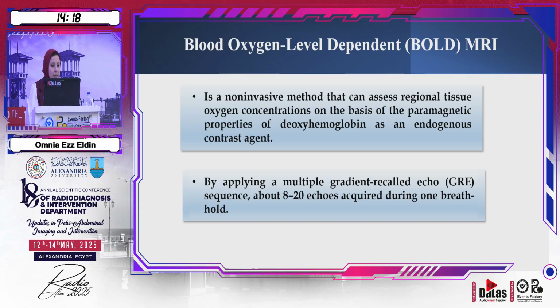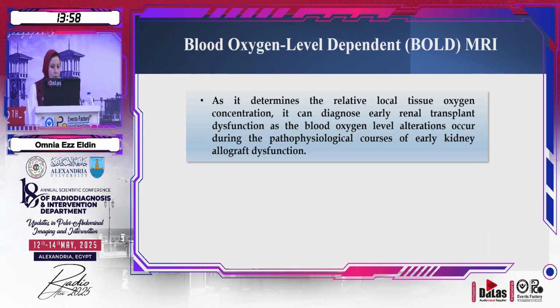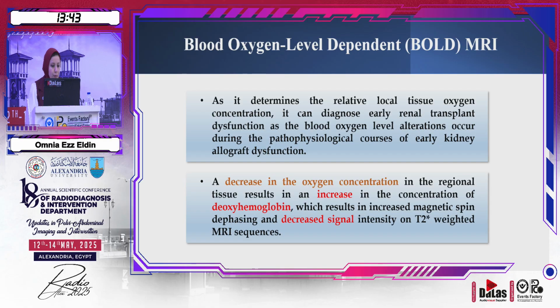BOLD MRI is a non-invasive method that can assess the regional tissue oxygen concentration on the basis of the paramagnetic properties of deoxyhemoglobin as an endogenous contrast agent. This is acquired by applying a multiple gradient recalled echo sequence, from 8 to 20 echoes, acquired during breath hold. As it determines the relative local tissue oxygen concentration, it can diagnose early transplant dysfunction, as blood oxygen level alterations occur during the pathophysiological course of the dysfunction.